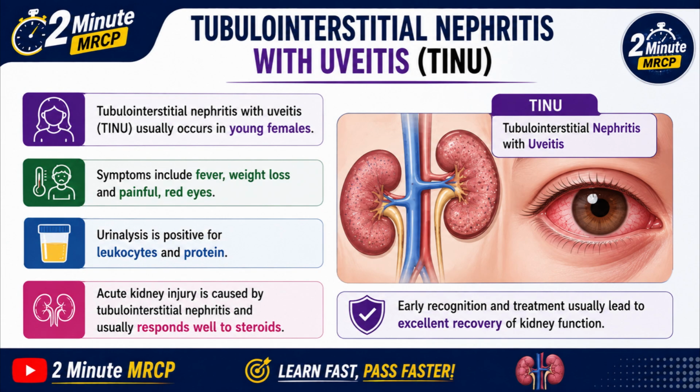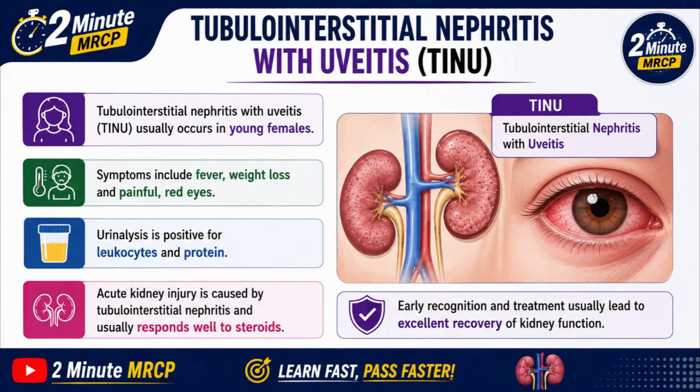Now let's discuss an important condition associated with AIN called tubulointerstitial nephritis with uveitis, or TINU syndrome. TINU syndrome usually affects young females. Patients commonly present with fever, weight loss, and painful red eyes due to uveitis.